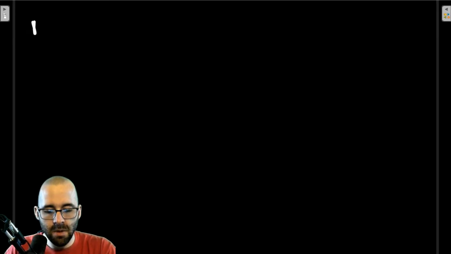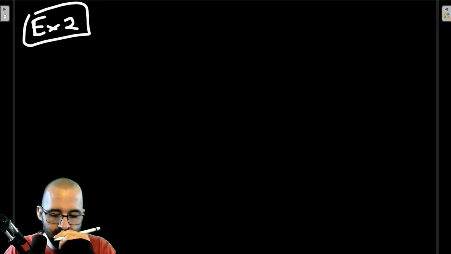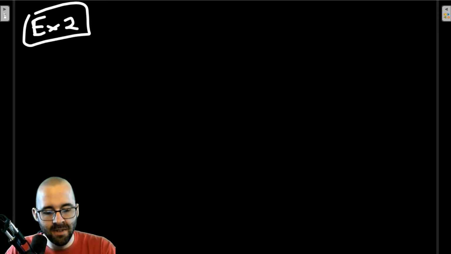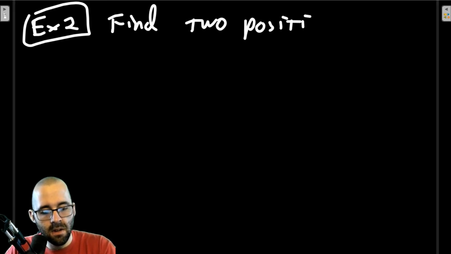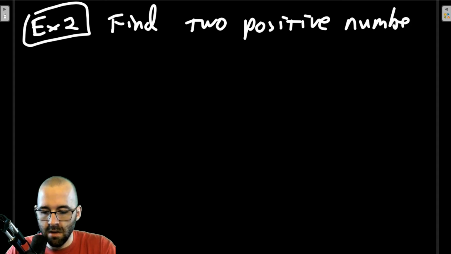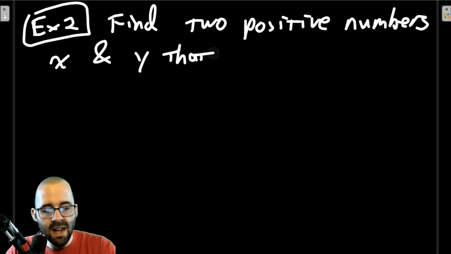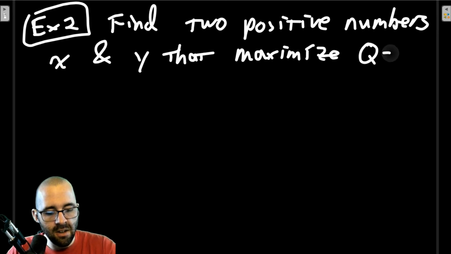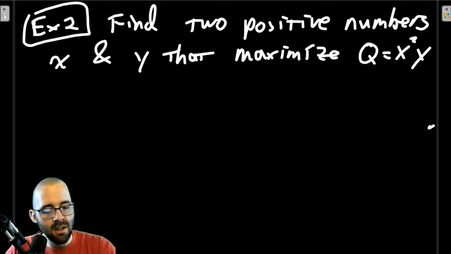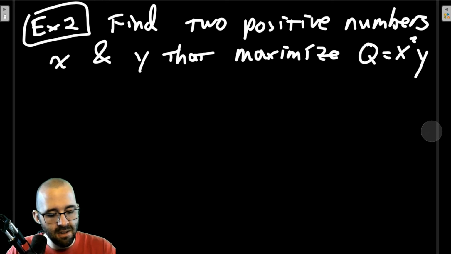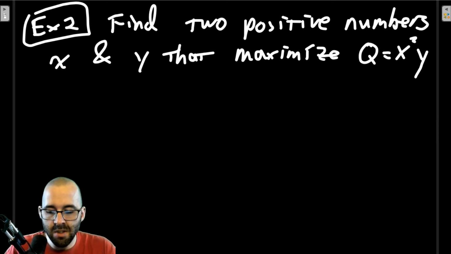All right, example number 2. We'll start with a more straightforward example, and then we'll go to a less straightforward example. Find 2 positive numbers x and y that maximize q. And specifically q here is going to be x squared times y. So we want 2 numbers that when we multiply them and square the x one, that product is as big as possible. All right.